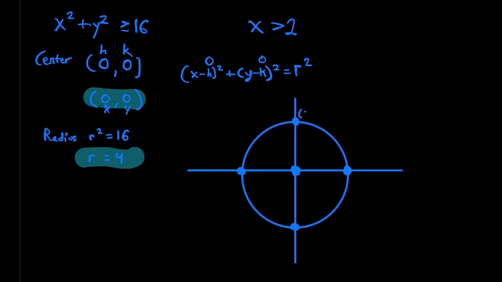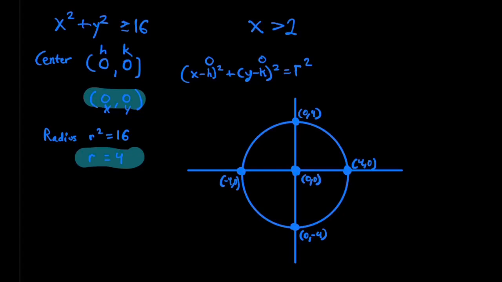There. So this would be 0, 4. This would be 4, 0. This is 0, negative 4. And this one is negative 4, 0. And this is 0, 0. That's it for the circle.